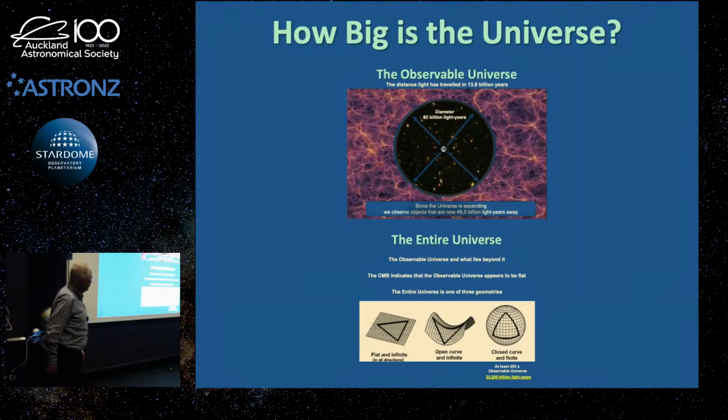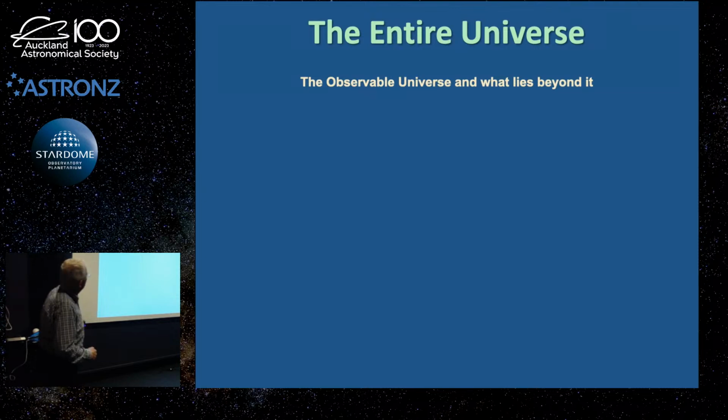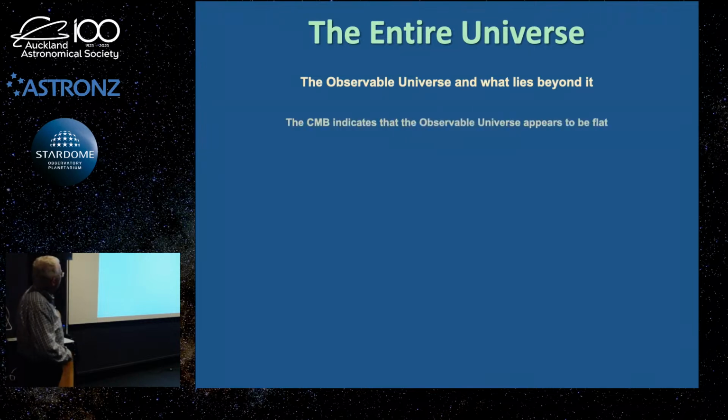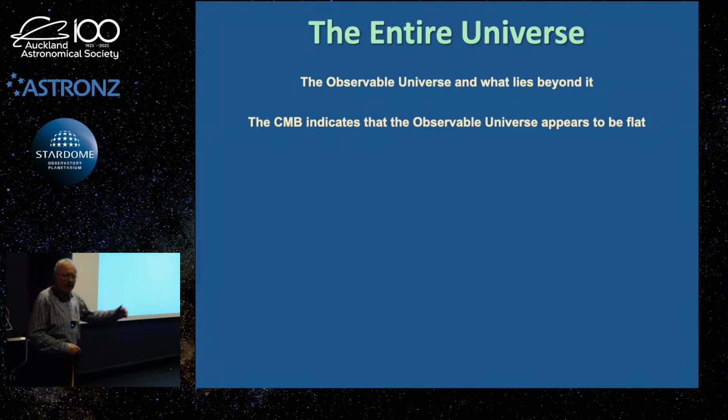So how about the entire universe? If the observable universe is only the objects that we can see, that light has travelled to us from in the last 13.8 billion years, what's beyond that? It's the entire universe. So the observable universe and what lies beyond it is the entire universe. And it's the cosmic microwave background, all those speckles I mentioned, that gives us an idea of the geometry of the observable universe. And that data suggests that the observable universe appears to be flat. We can't see any curvature in it, curvature going either way. It appears to be flat.